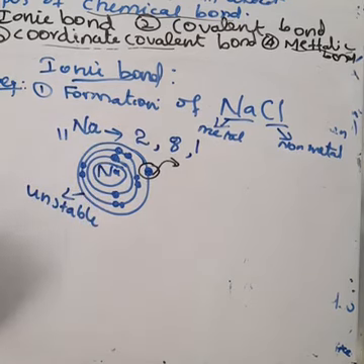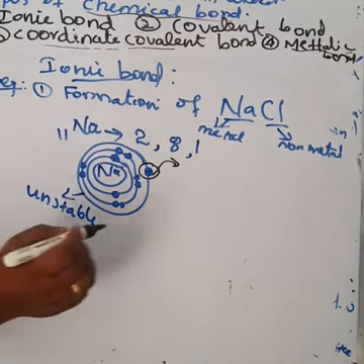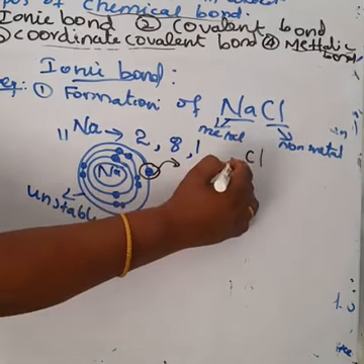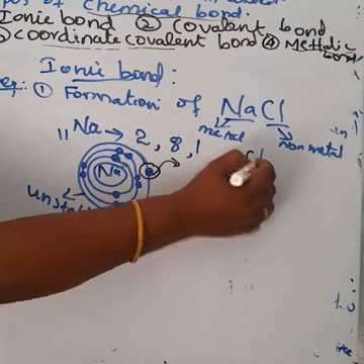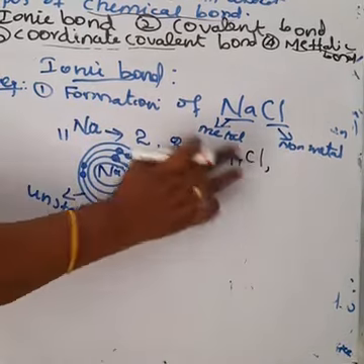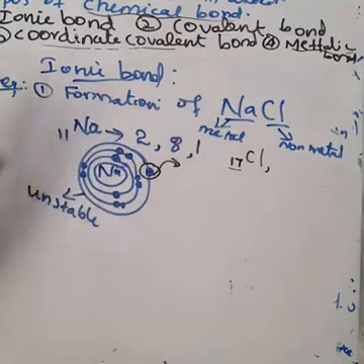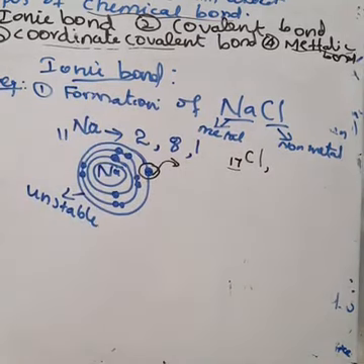Understood? And another atom, the chlorine atom. What is the atomic number of chlorine? 17. So how many electrons are there? 17 electrons. The atomic number gives the number of protons or the number of electrons. So 17 protons are there and 17 electrons.